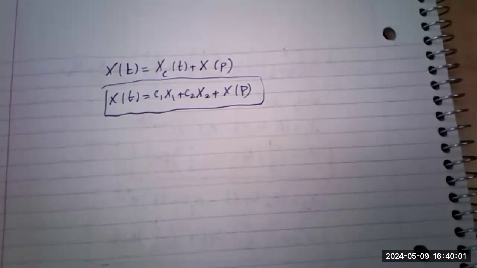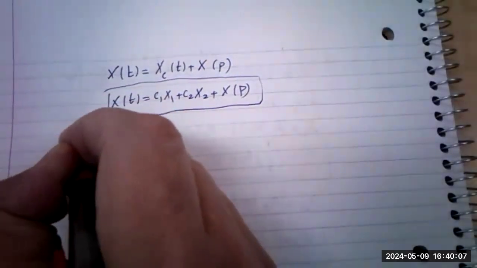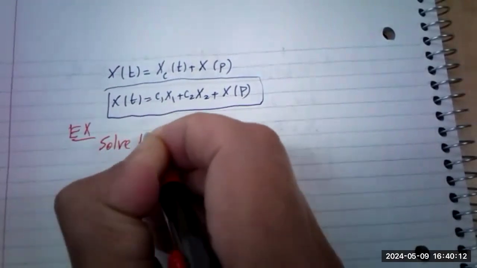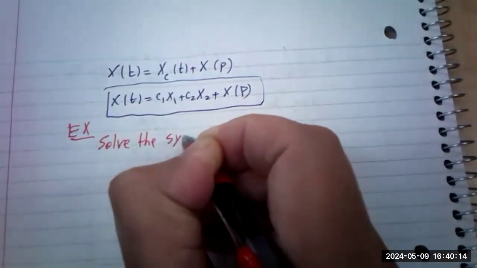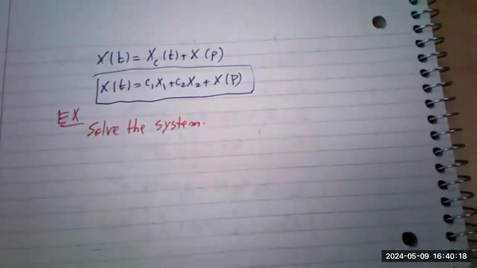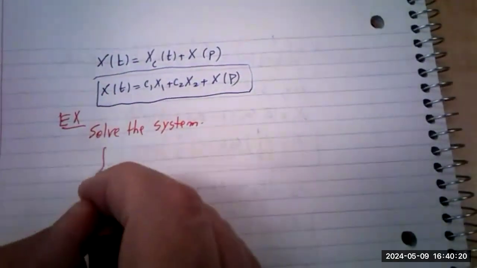So look at this one. That was a constant function. Let's have a linear function. So the next example is going to be this one. Solve the system. Okay, so this is the system this time.